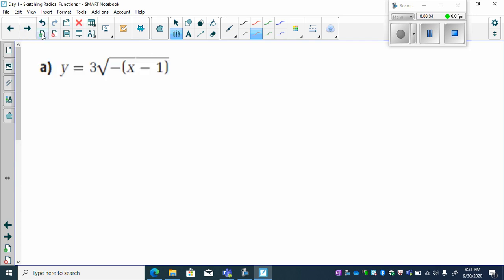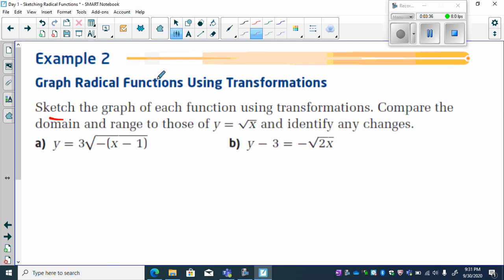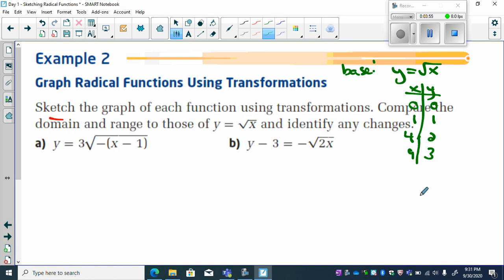Just keep in mind that your base function in this particular unit, if we look back to our opening day, is the curve y equals root x. The base function points are (0, 0), (1, 1), (4, 2), (9, 3), (16, 4), and so on. That comes from that little catalog of essential functions that I gave you on the very first day. So those are the points I'll transform.